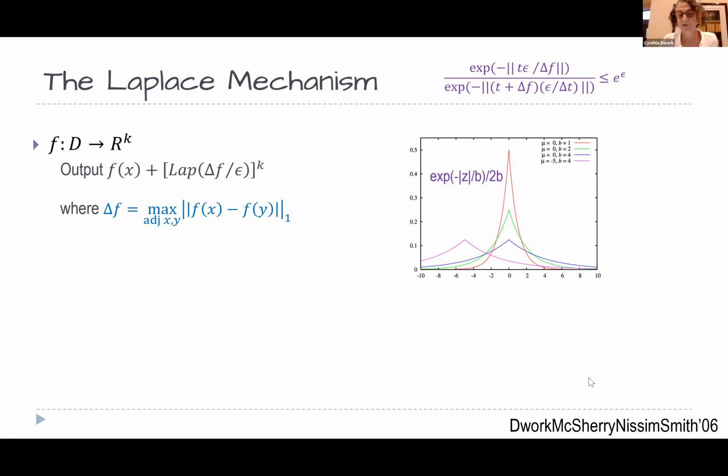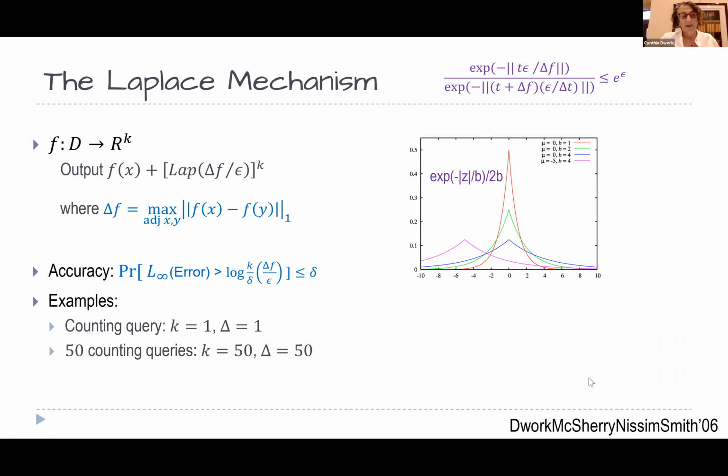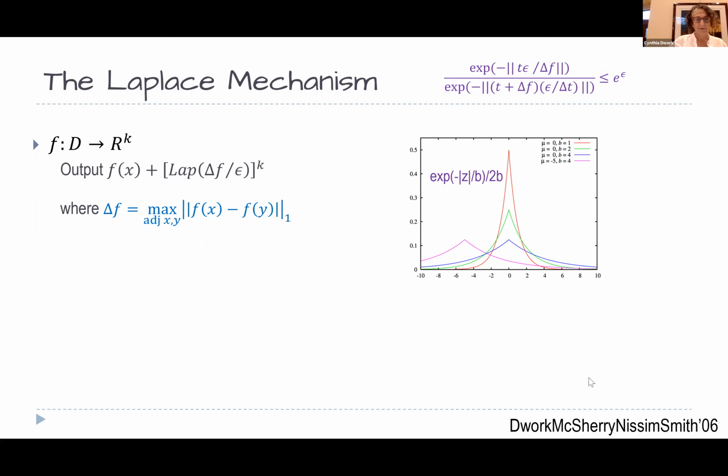We always have the Laplace distribution with mean 0, and it says that the probability of getting far from the mean falls off exponentially. So the algorithm says if you want to release a k-dimensional vector function of x, you compute f of x, and then you sample k times independently from the Laplace noise distribution that has a parameter, the sensitivity of the function divided by the privacy loss.